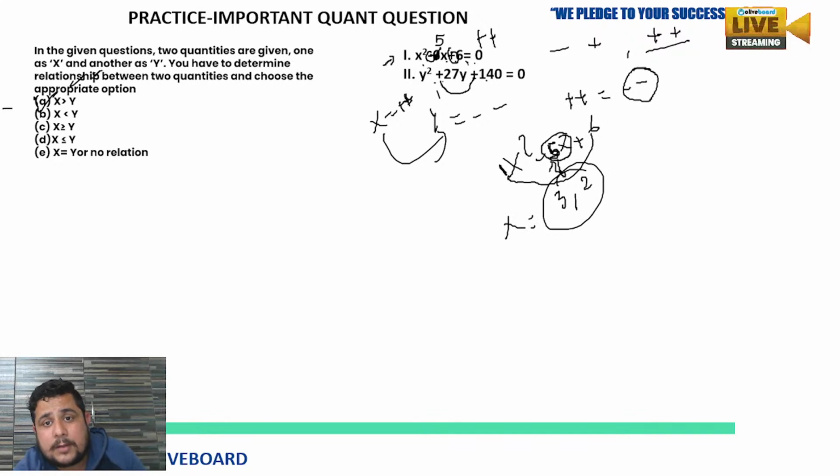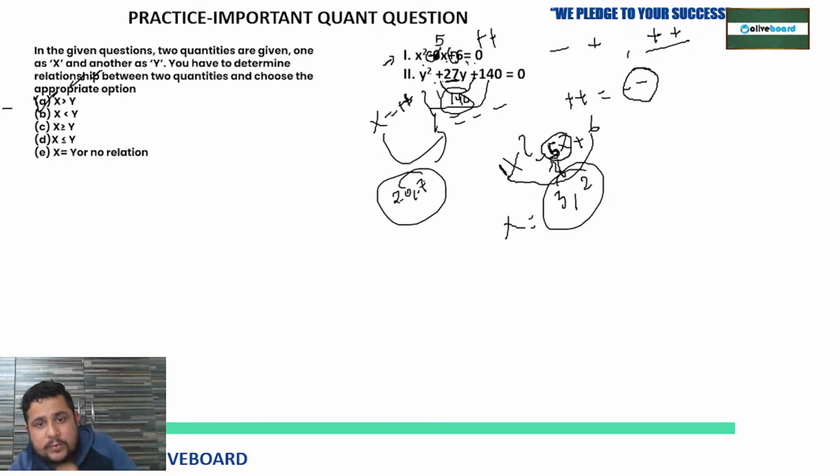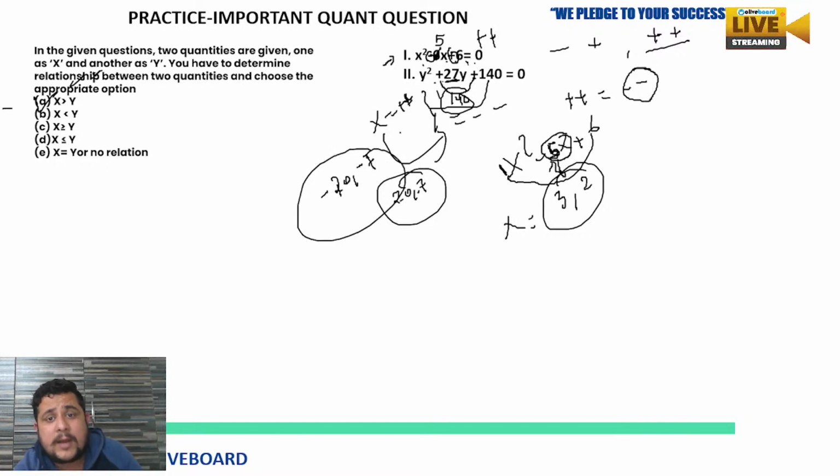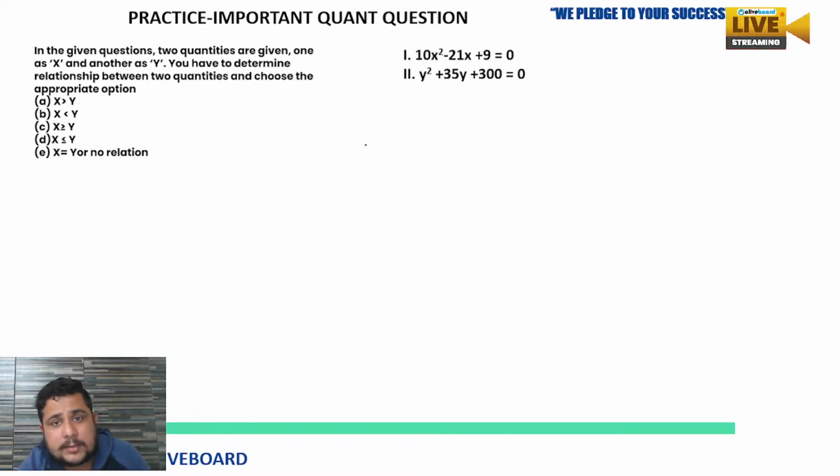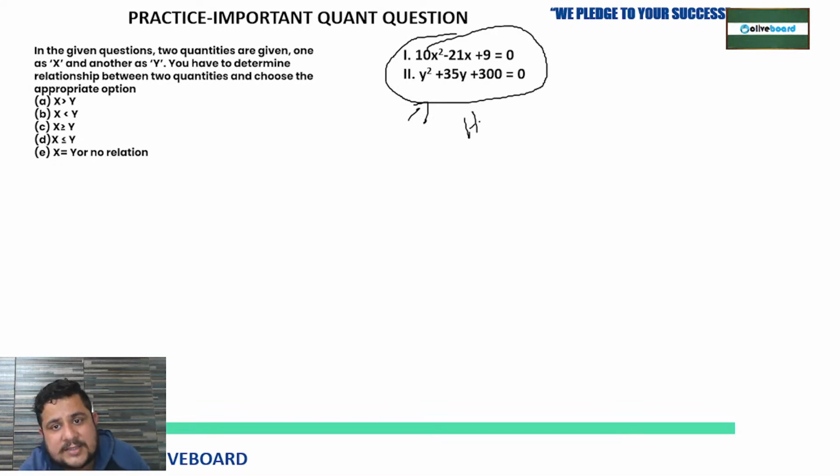Now the values of y. 140 into 1 means 140. So we have to break this 27 into 2 parts, from where we get 27 by addition, and by multiplication we must get 140. So 20 and 7. 27 when we add them and 20 into 7 is 140. So our values will be minus 20 and minus 7. Why? Because I told you when plus plus sign is there, then both the roots will be minus. So by this comparison also you can say x is greater than y. And this question is the last question of today's session, and this is the homework for you all.